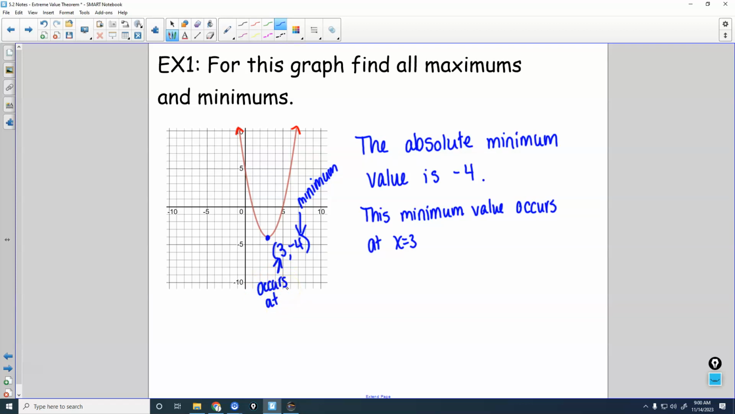So the minimum or maximum will occur at the x value, but the actual minimum value or the maximum value is your y coordinate. So it depends on how they ask. For this, it says find all maximums and minimums. You could just answer it with the first sentence: the absolute minimum value is -4, because it does not ask where it occurs. I think you'd probably be okay if you gave the full point (3, -4), but the y coordinate is the minimum or maximum value they're really looking for.